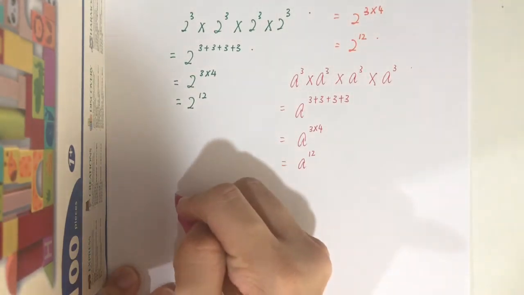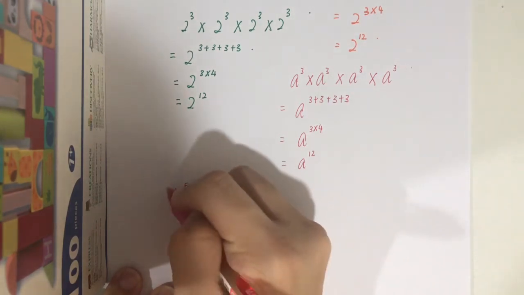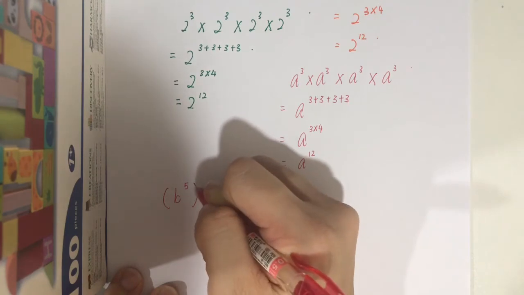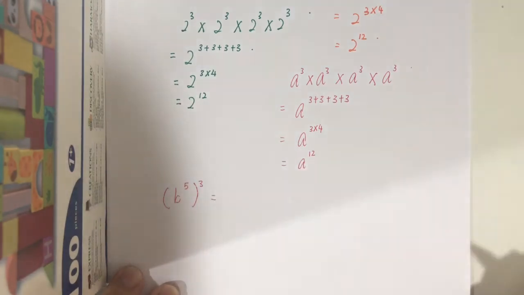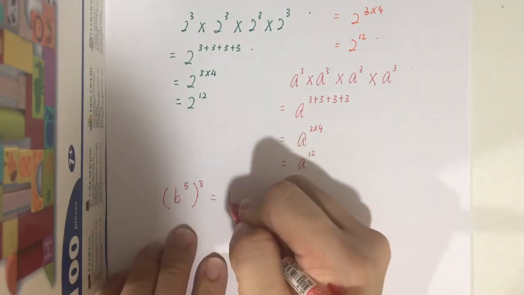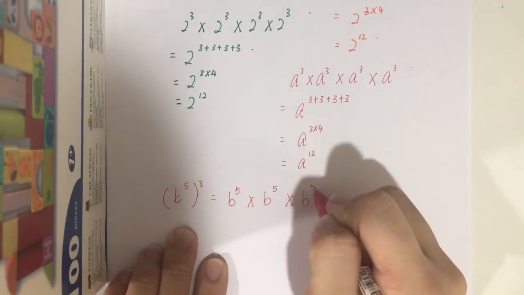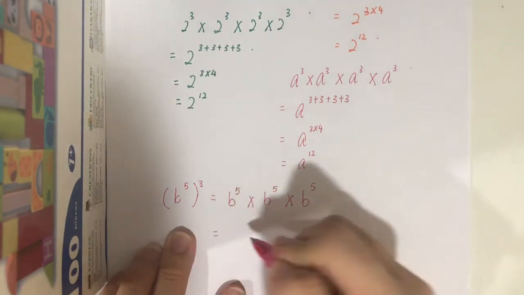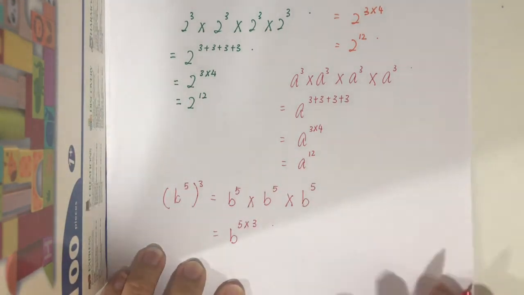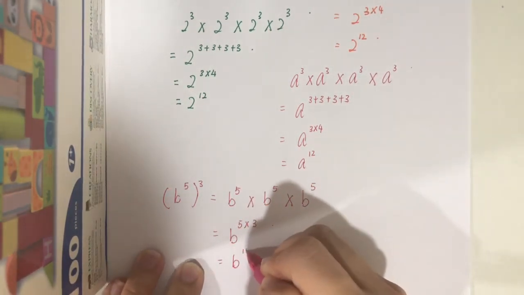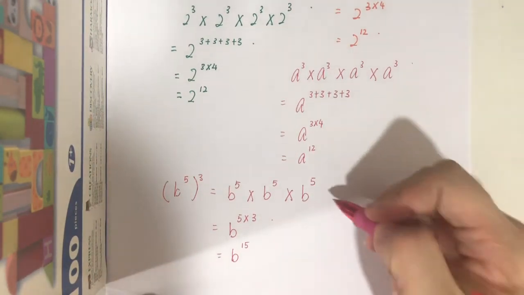Now if I have the unknown B to the power of 5 and the power on power is 3, what will I have? What this means is b to the power of 5 times b to the power of 5 times b to the power of 5, 3 times. So it's actually b to the power of 5 times 3, which is b to the power of 15. Okay? And let's try one more.